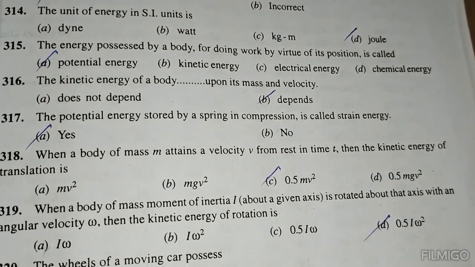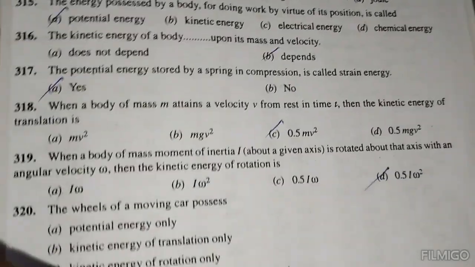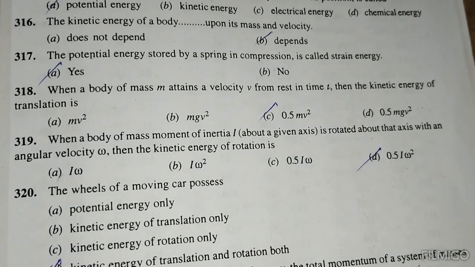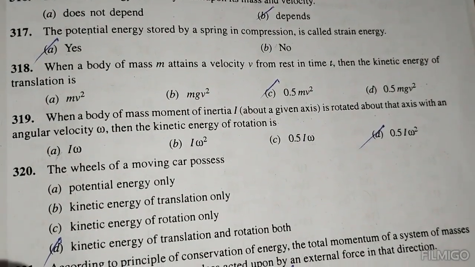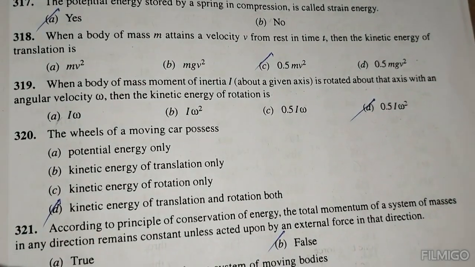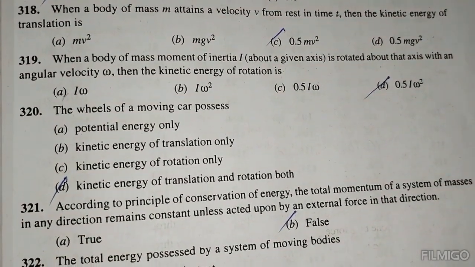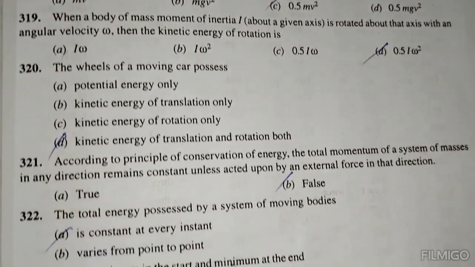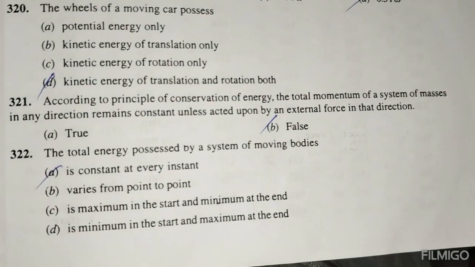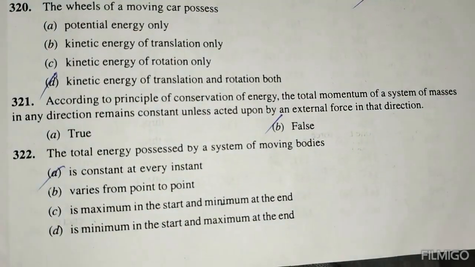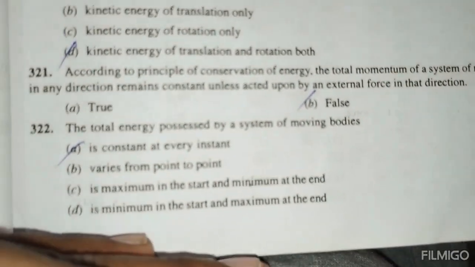When a body of mass m attains a velocity v from rest in time t, the kinetic energy of translation is 0.5 m v square. When a body of mass moment of inertia I rotates about an axis with an angular velocity omega, the kinetic energy of rotation is 0.5 I omega square. The wheels of a moving car possess kinetic energy of translation and rotation both. According to the principle of conservation of energy, the total momentum of a system of masses in any direction remains constant unless acted upon by an external force in that direction: false.